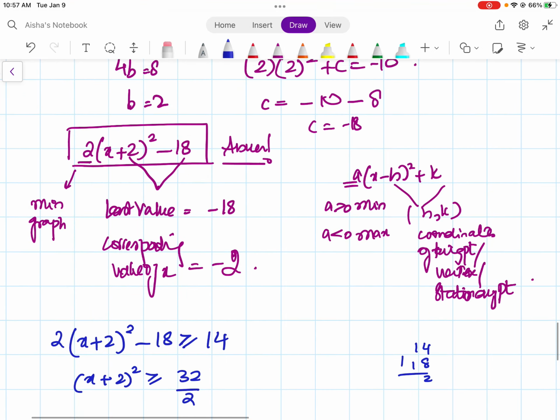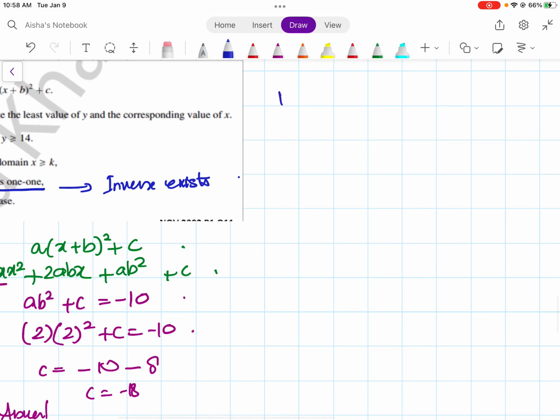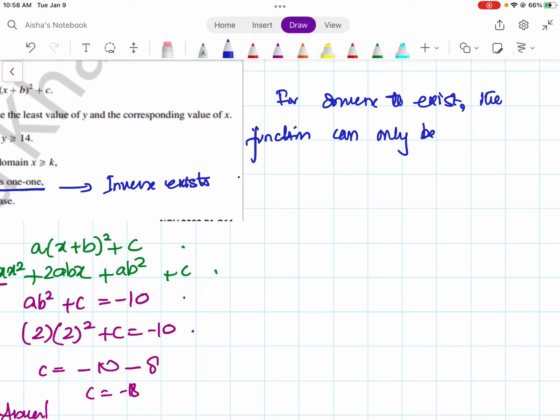That's my answer. Now the next question is find the least k for which f is 1 to 1, which means inverse exists. Now this is enough. For inverse to exist, the function can only be either increasing or decreasing. A function also has a turning point.